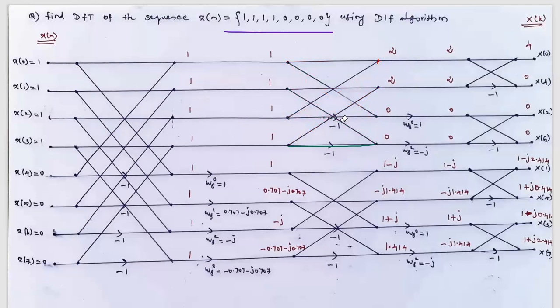Similarly, in the previous diagram, if the inputs are the same, the output is the same. But here, in this 4-point butterfly, the input is 1, 1, 1, 1, while in this other 4-point butterfly the input is different: 1, 0.707 minus j 0.707, minus j, and so on. So this output will not come as an output of this stage; we can calculate it. Here 1 added with minus j, so 1 minus j. Similarly, 1, sorry.